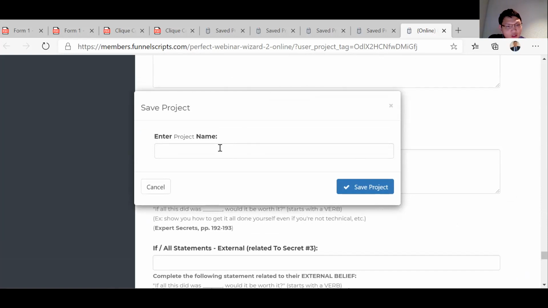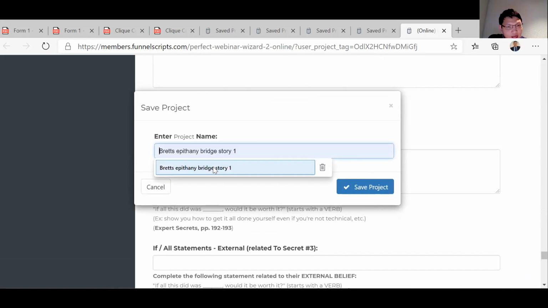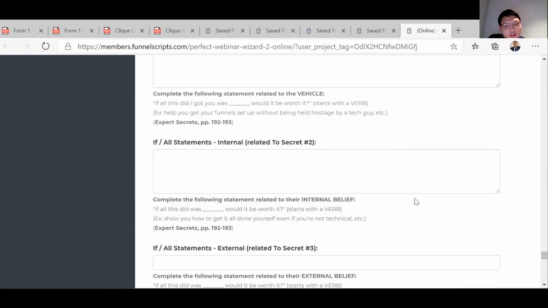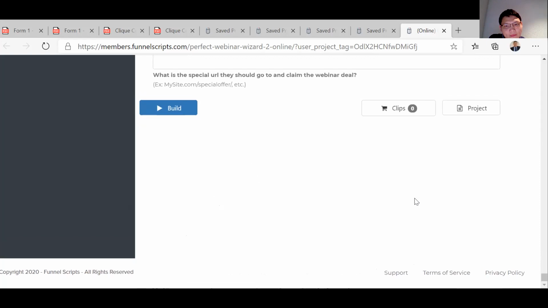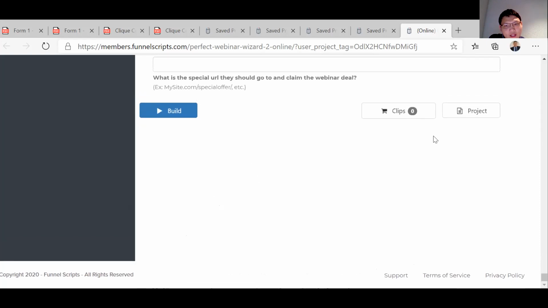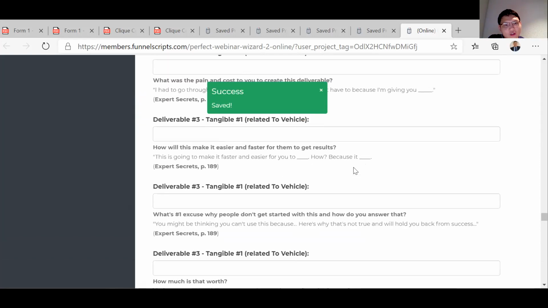Yeah, you can save it right now. You don't have to use save as because you already saved it. Just click the save button. It will save to your original one. Okay, saved.